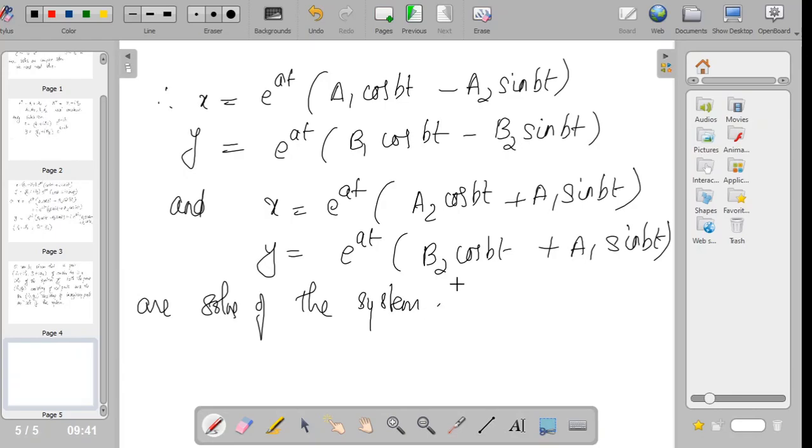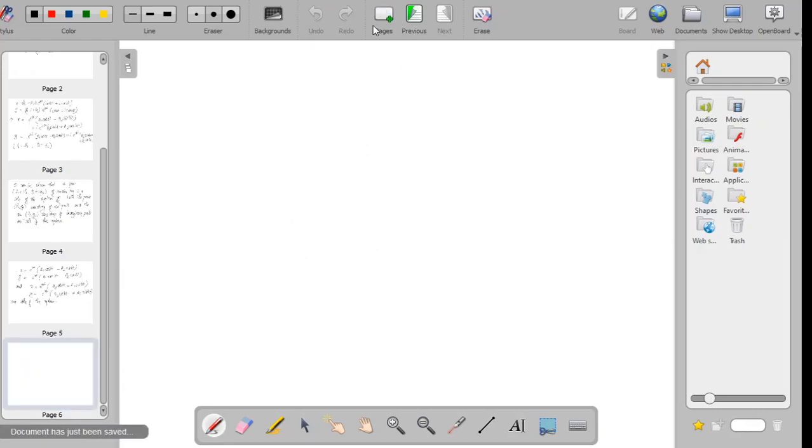Now we will look at what the Wronskian is in this case, so whether the solutions are linearly independent or not. These two solutions satisfy our equation. Now we need to check whether they are linearly independent or not.